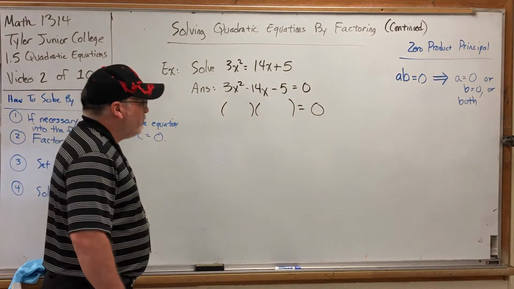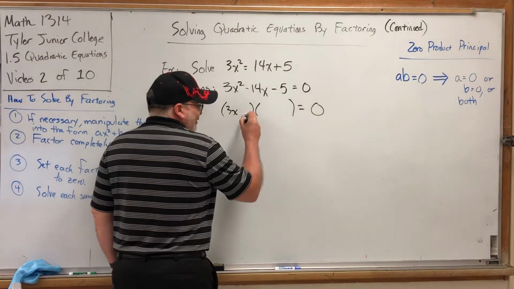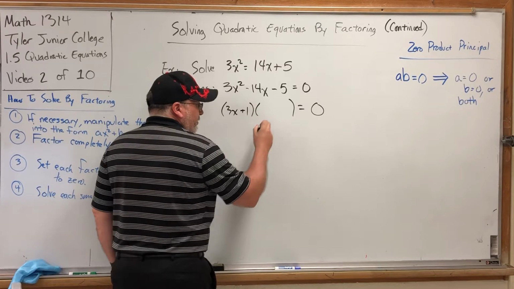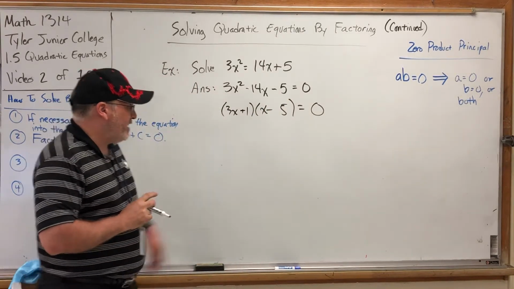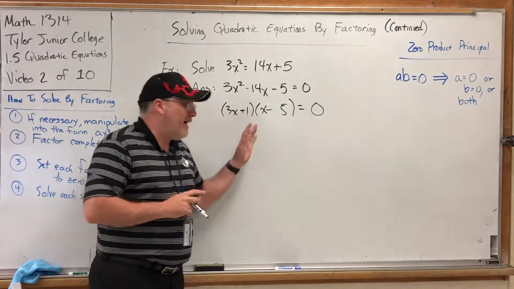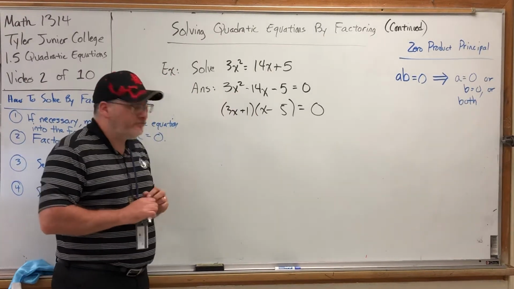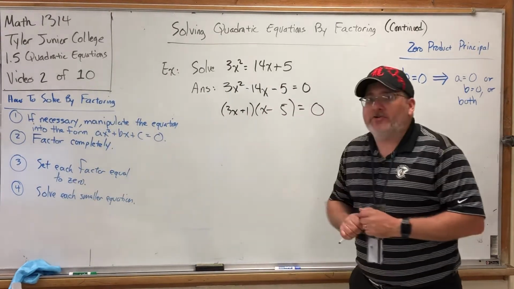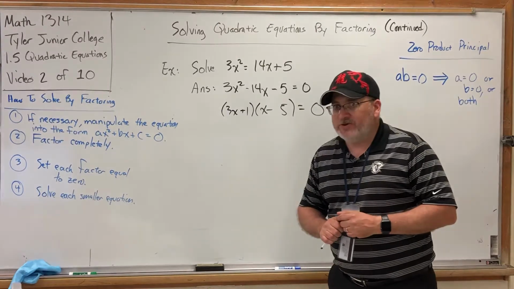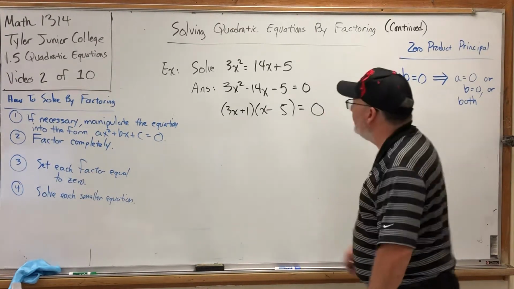But this will factor into 3x plus 1 and x minus 5. Let me double check that. I'm double checking it by mentally FOILing this back out and making sure I get the original trinomial. I will. And now it's factored. Needless to say, the factoring step is crucial. So if your factoring skills are weak, please watch the review videos on factoring.